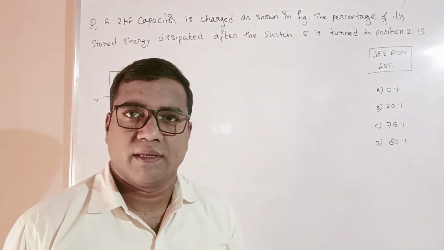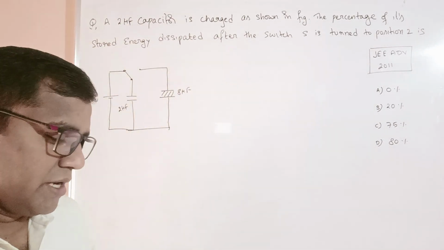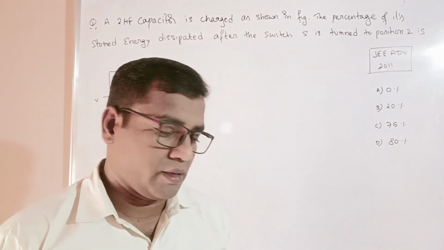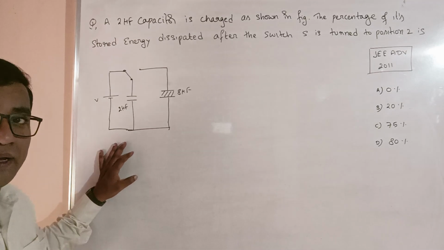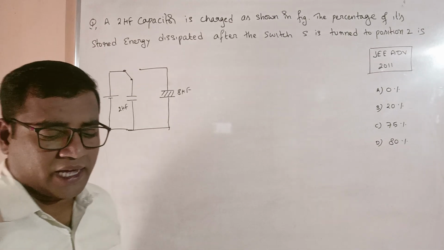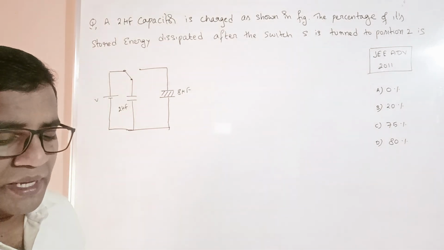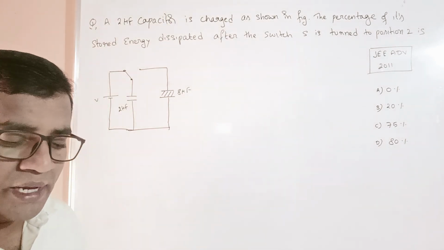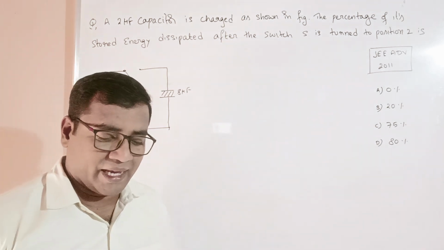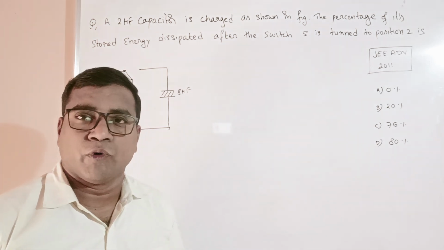Dear students, let's see this question. A 2 μF capacitor is charged as shown in the figure. Here a capacitor circuit is given. What is the percentage of its stored energy dissipated after the switch S is turned to position 2?